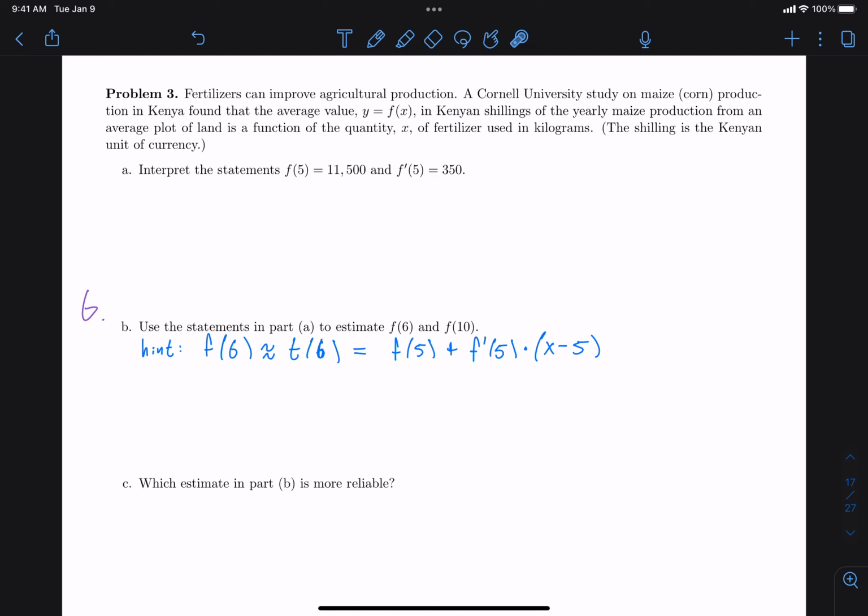Okay, so let's just say we increase our fertilizer used. Do you think that the price is going to go up or down? It's going to go up. And in fact, we know roughly speaking how quickly the price goes up.